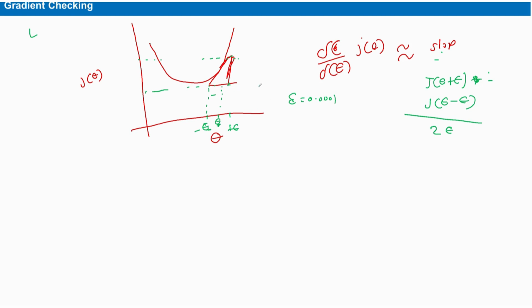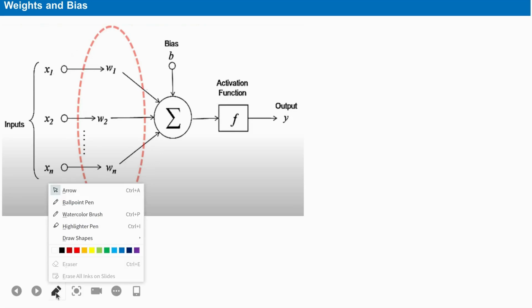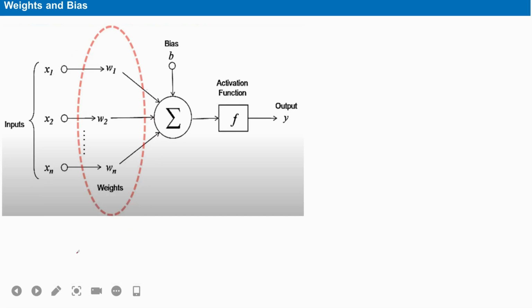Let's move to the next topic, weights and bias. This is a very common question asked by interviewers: what is the significance of the weights and the bias in a neural network? Let's understand this. What are the weights doing? Weights give strength to the connection between neurons. What exactly does that mean?